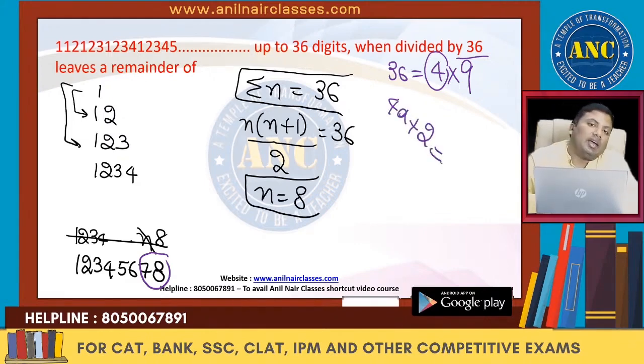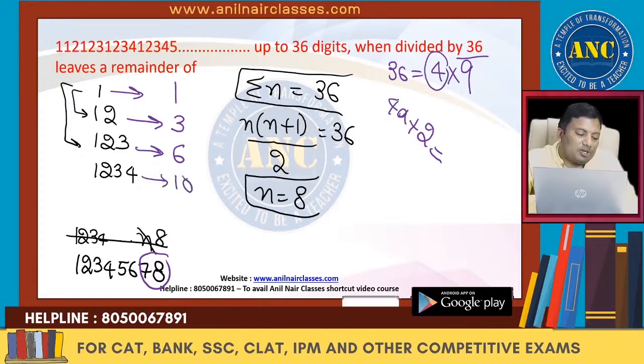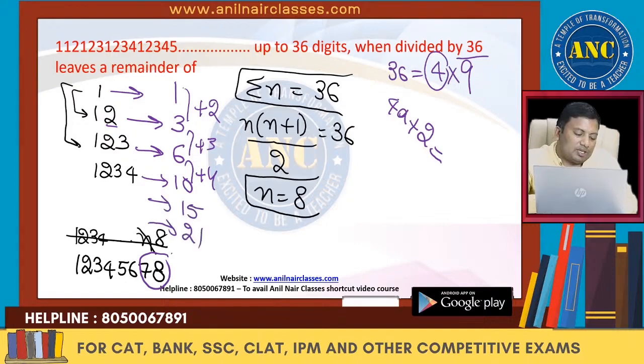So 4a plus 2. For 9, we take the sum of the digits. The first number is 1. 1 plus 2 is 3. 1 plus 2 plus 3 is 6. Then it is 10. If you observe the pattern, it is plus 2, plus 3. Ending with 2, it is plus 2. Ending with 3, plus 3. Ending with 4, plus 4. And so on: plus 6, plus 7, plus 8.